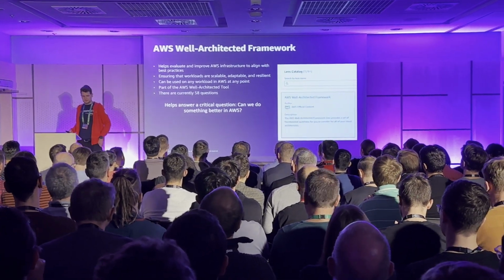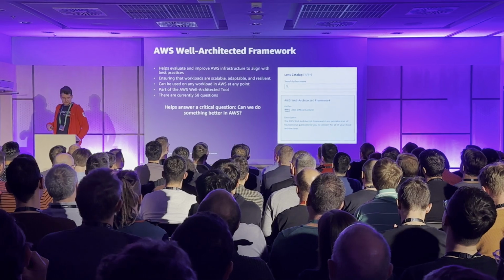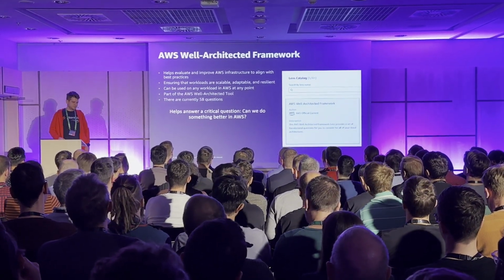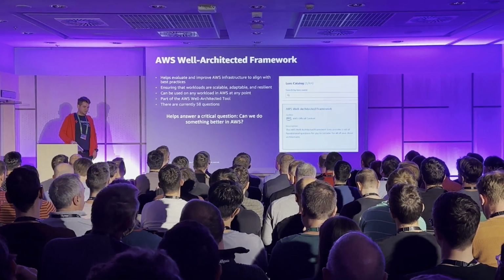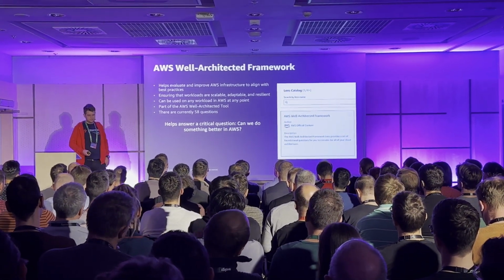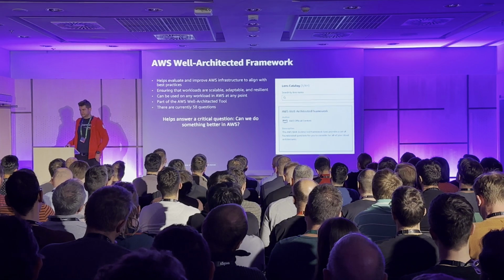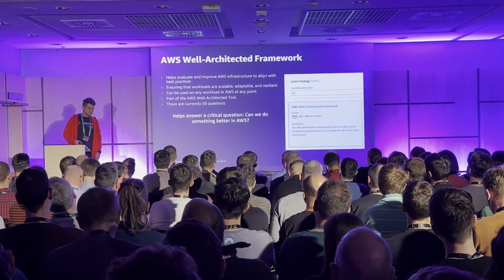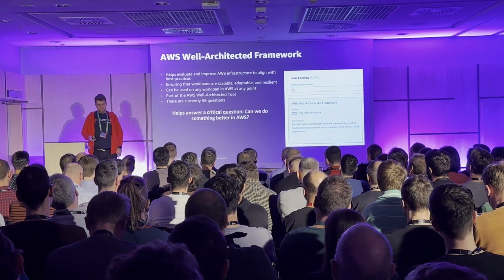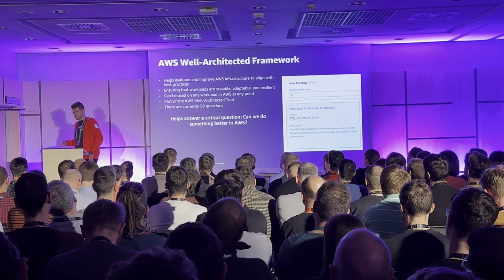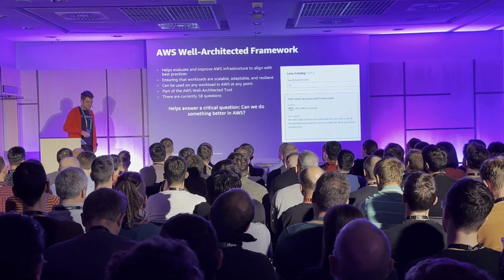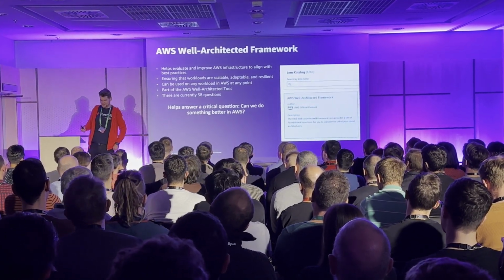Basically, the Well-Architected Framework is something you will definitely find in AWS documentation, but also it's part of the AWS Well-Architected Tool. And this thing has 6 pillars and 58 questions. To be honest, when I do the review, I don't think I will go through all of the questions with the customers, and they themselves are not very happy if I take their time.